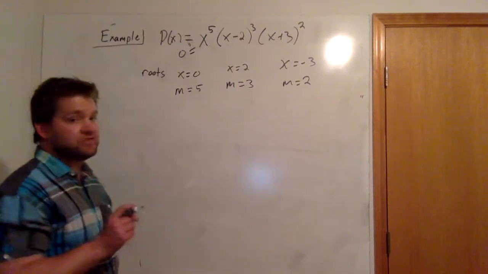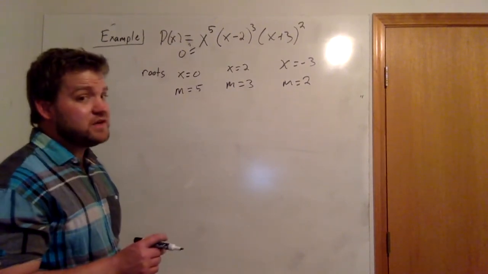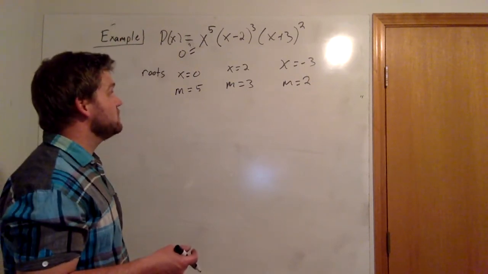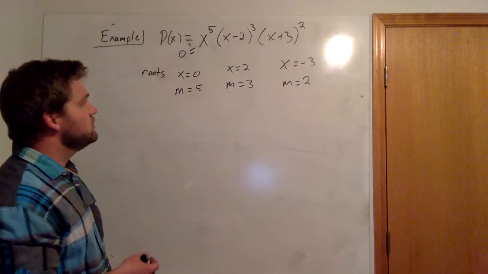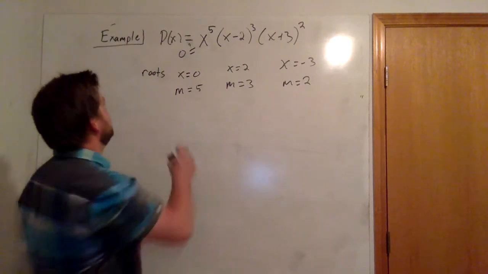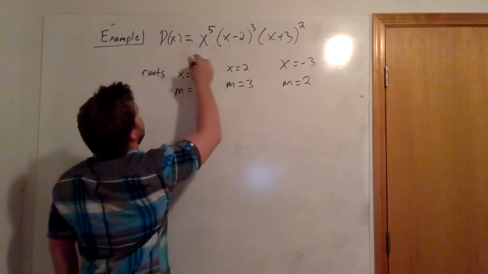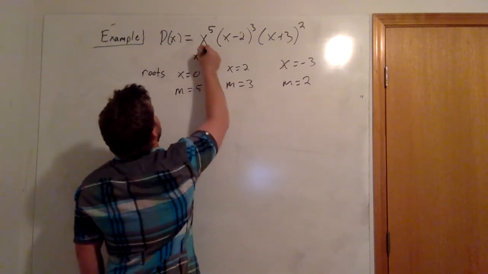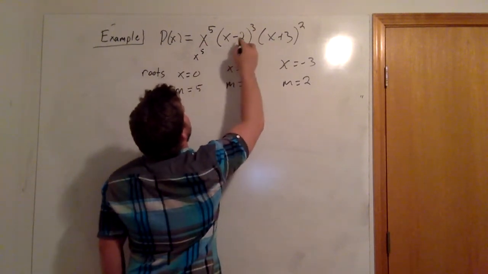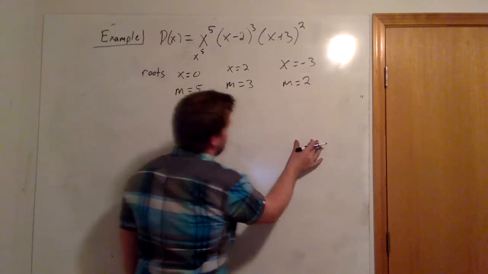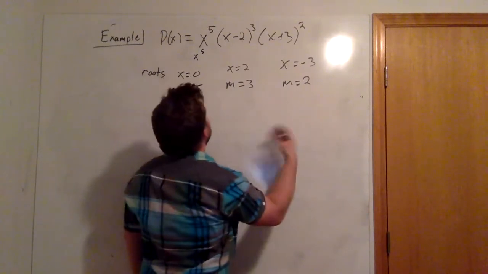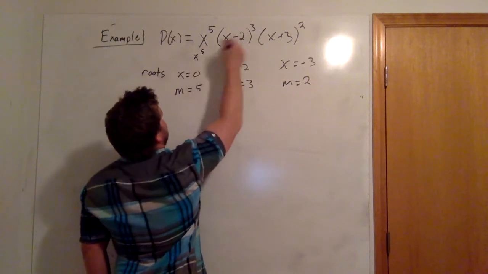Okay, but here's the question. What is the end behavior? What degree is this polynomial? It's all factored. Well, let's think about it. So without doing all the work here, I have an x to the 5th. Now if I were to expand x minus 2 cubed, you have x minus 2 times x minus 2 times x minus 2. That'd be a lot of expanding you'd have to do.